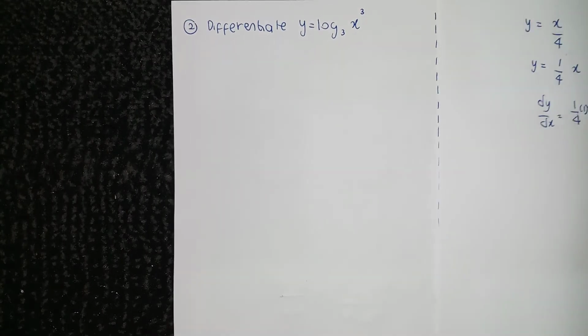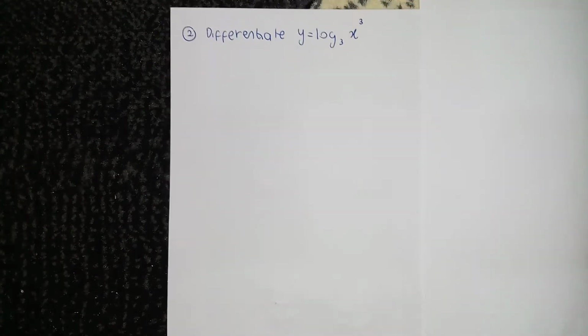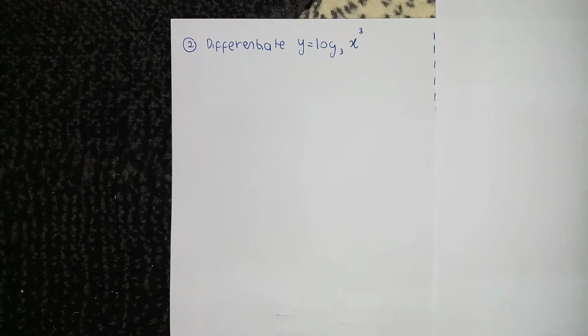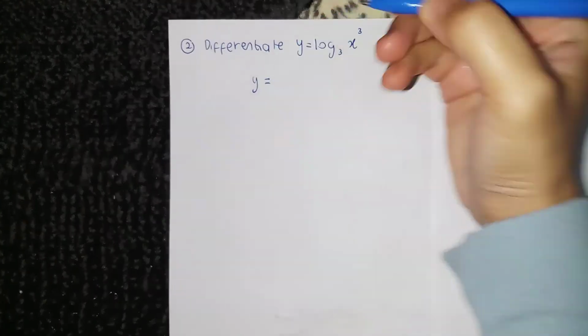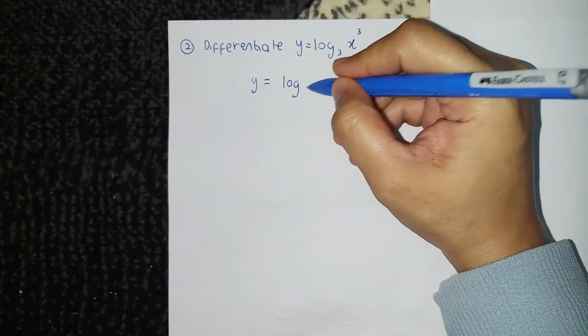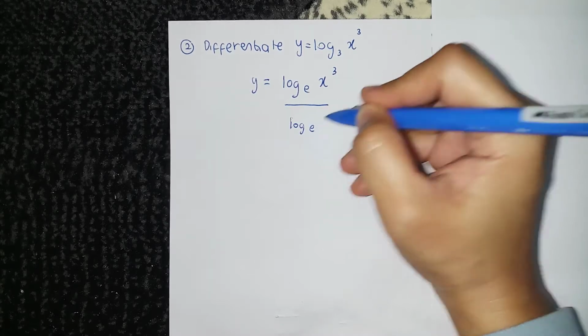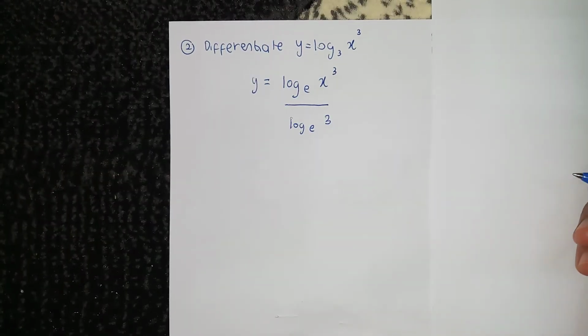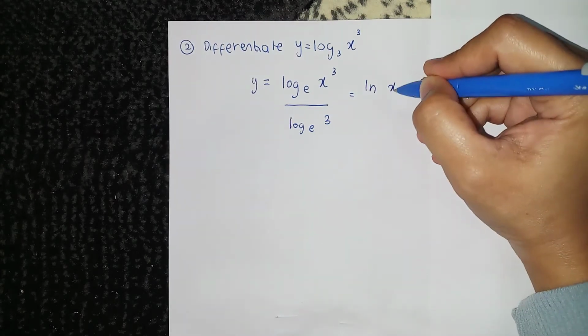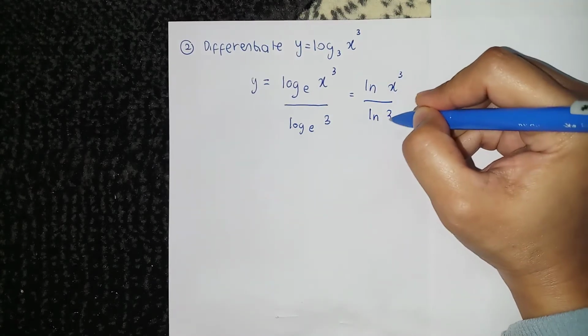Okay, this is the second example. I close this side. So how do we differentiate y equals log to the base 3 of x cubed? First step, because we only learn how to differentiate ln, we change to ln first. So you should get y equals log to the base of e of x cubed over log to the base of e of 3. Rewriting that in terms of ln, that is just ln x cubed over ln 3.